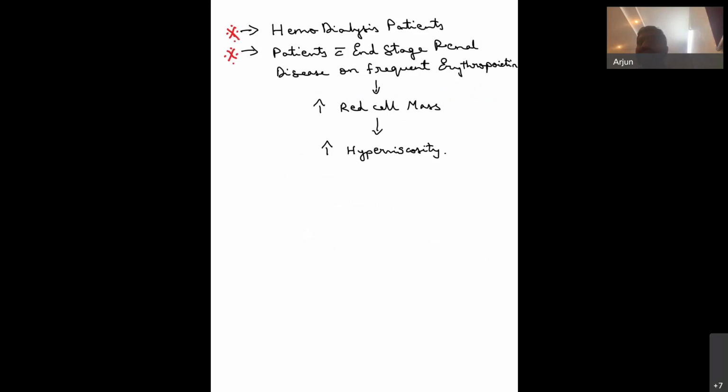NOMI is also most commonly seen in patients who undergo regular maintenance hemodialysis, and it is also seen in patients with end-stage renal disease who are on frequent erythropoietin injections. This causes an increase in red cell mass and hyperviscosity, leading to NOMI.